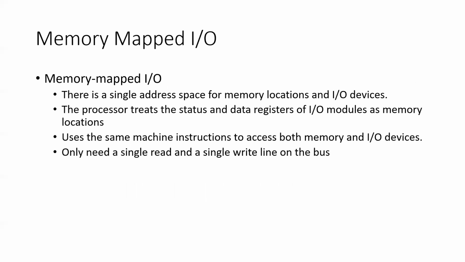The processor treats the status and data registers of the I/O modules as memory locations themselves and uses the same machine instructions to access both memory and I/O devices. So we only need a single read and a single write line on the bus.